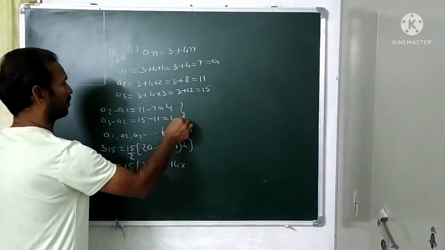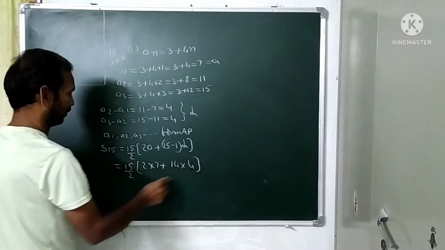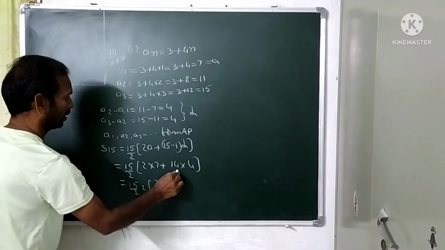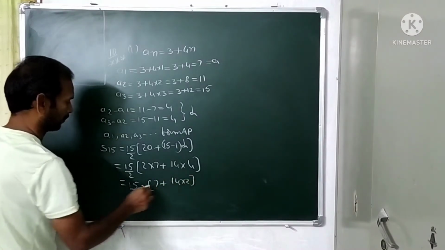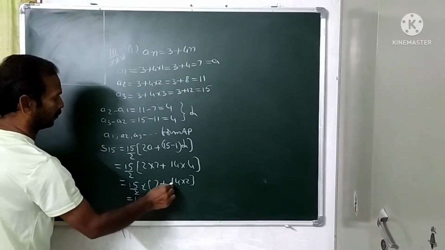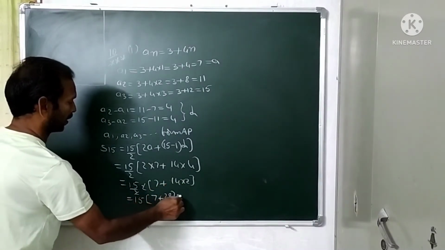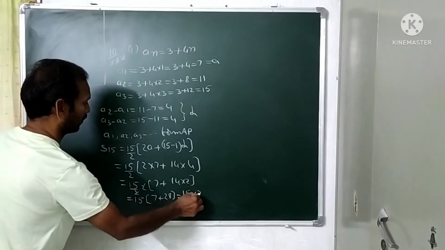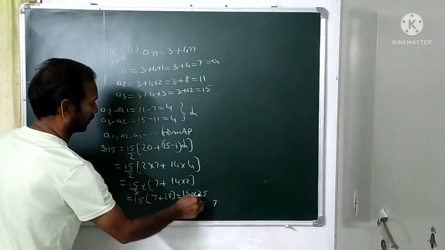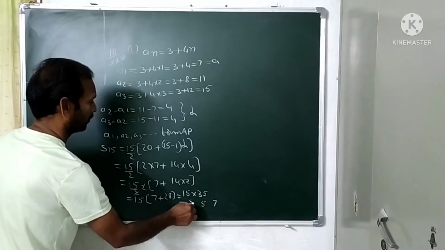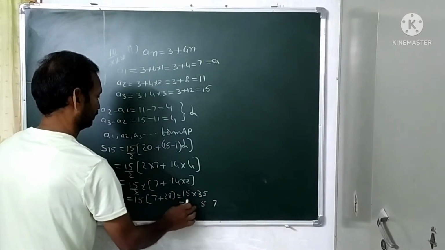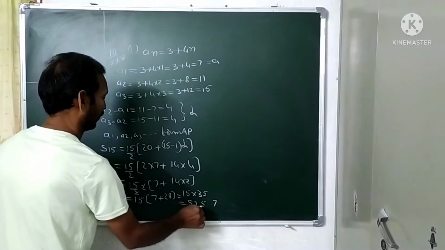The common difference is the same, d equals 4. So 15 by 2 into 2 common, 7 plus 14 times 2. The 2s both cancel. 15 into 7 plus 14 twos, 28. That is equal to 15 times 35. 15 times 5 is 75, 15 times 3 is 45 plus 7 is 525.